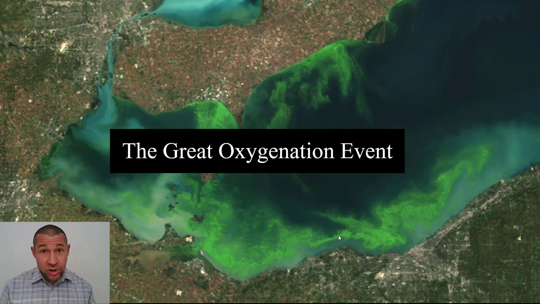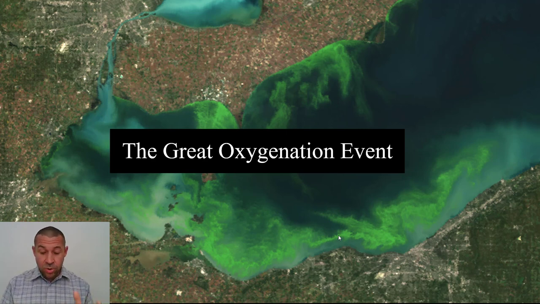So the first global mass extinction event that we can detect is known as the Great Oxygenation Event. By 2.5 billion years ago, cyanobacteria are filling the oceans and the large freshwater bodies as they do today. And they begin to radically change the chemistry of the atmosphere.